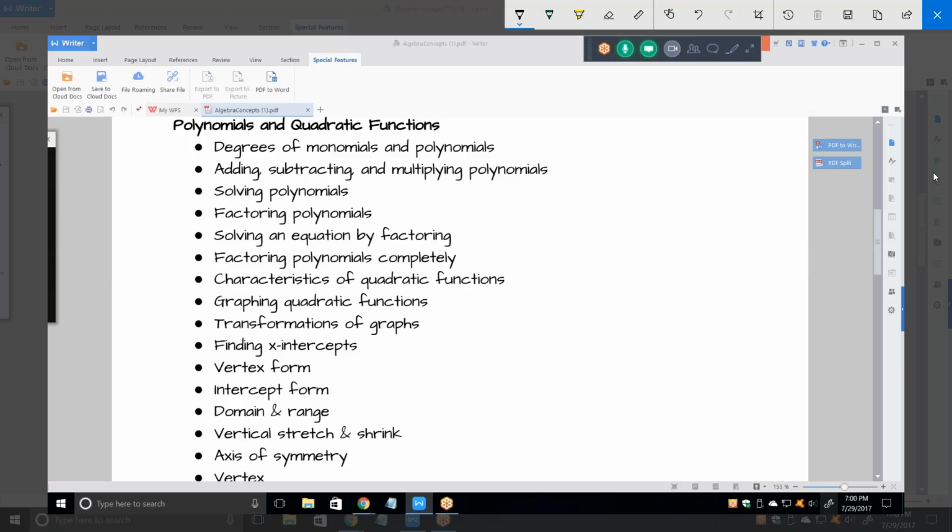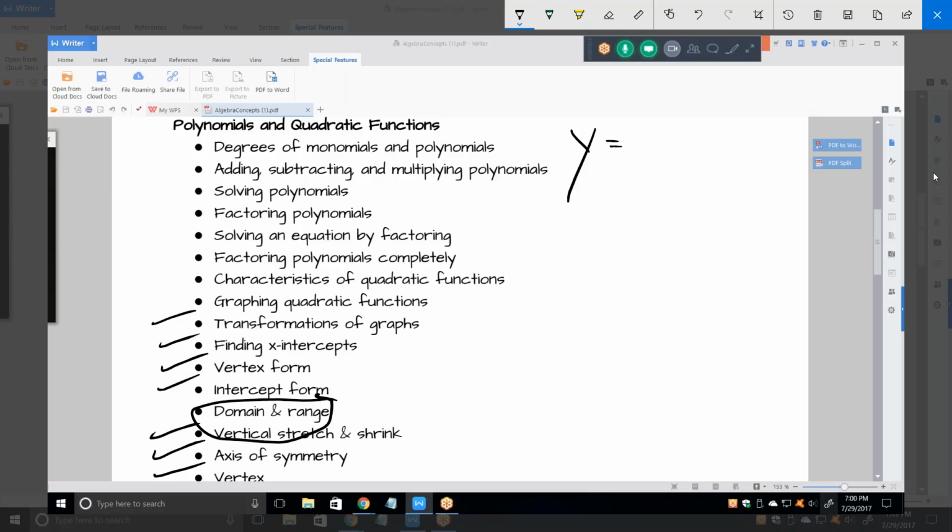What time are we looking at? We got about 10 minutes, okay. So we've covered that, we've covered that, we've covered that, we've covered that. We've also covered vertical stretch and shrink. We've covered axis of symmetry, and we've covered the vertex. So we've covered a lot now. The only thing we haven't really talked about is domain and range. And this is a pretty big topic.